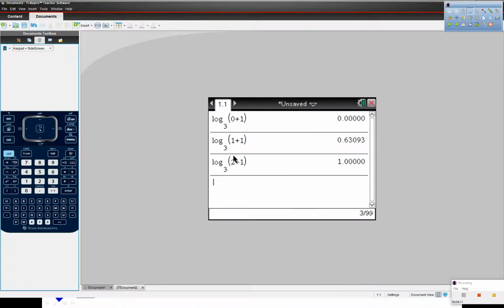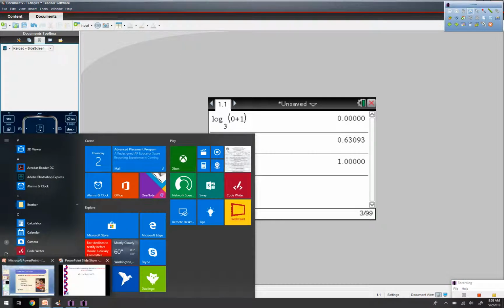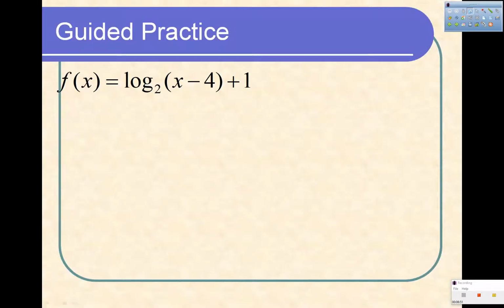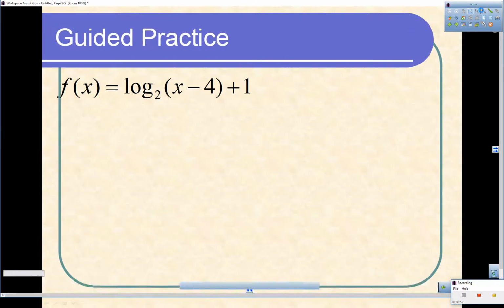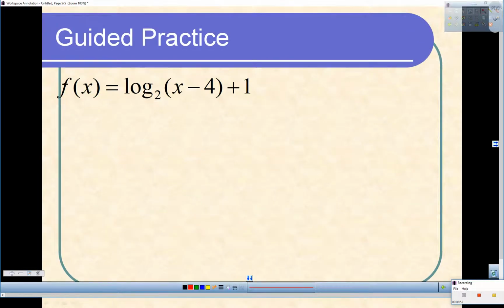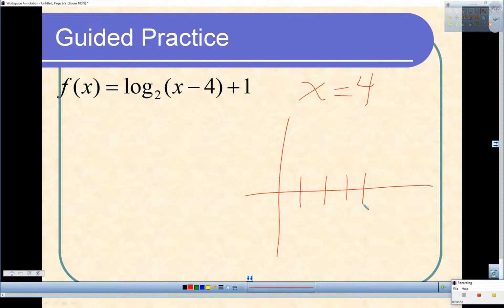All right, let's do one more. All right, and so let's say I want you to graph this function. So log base 2 of x minus 4 plus 1. Again, the first thing you want to do is determine where the asymptote is. And in this case, the asymptote would be at positive 4, so it's the opposite. So then 1, 2, 3, 4. And then let me draw the asymptote for that.